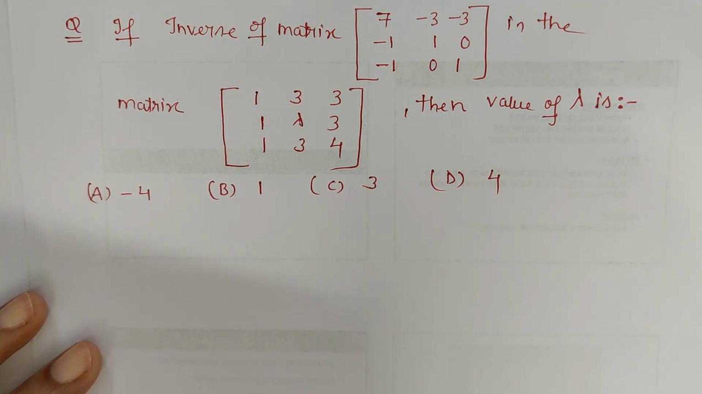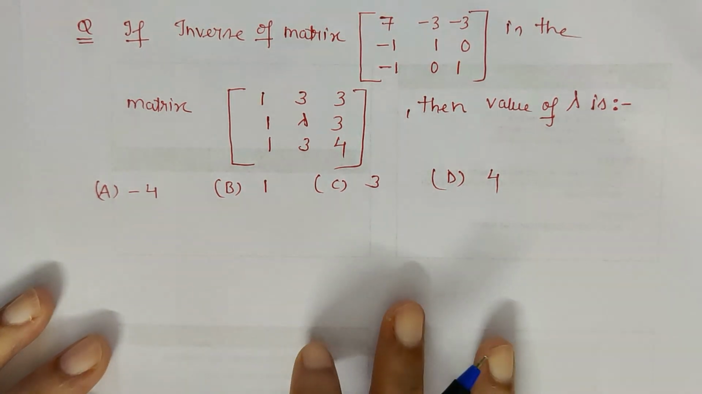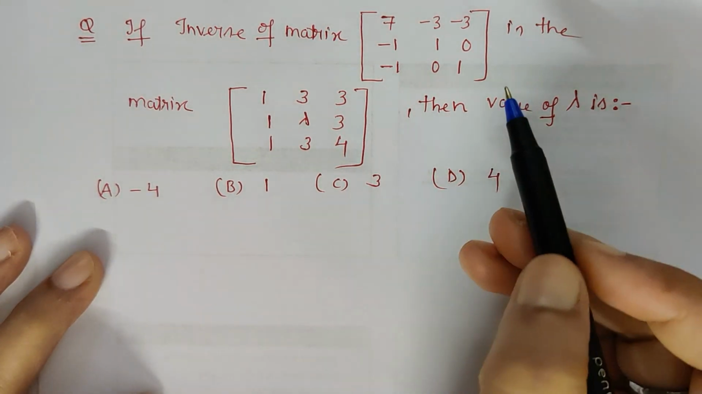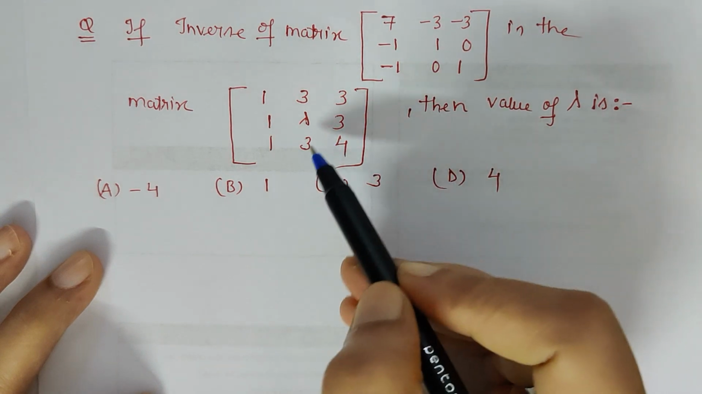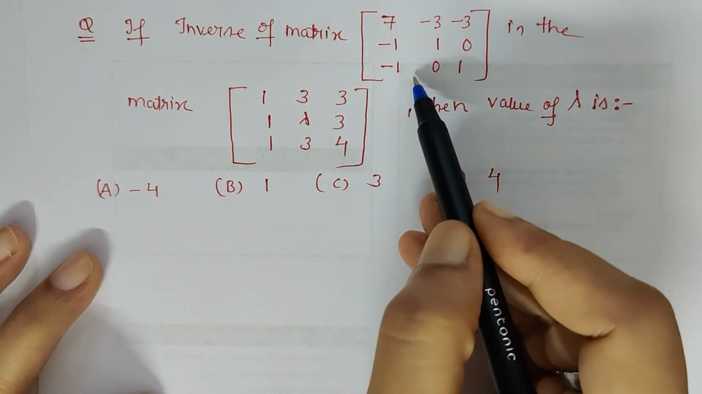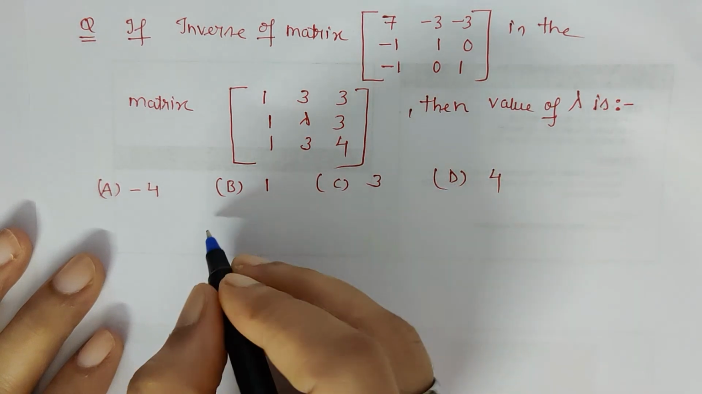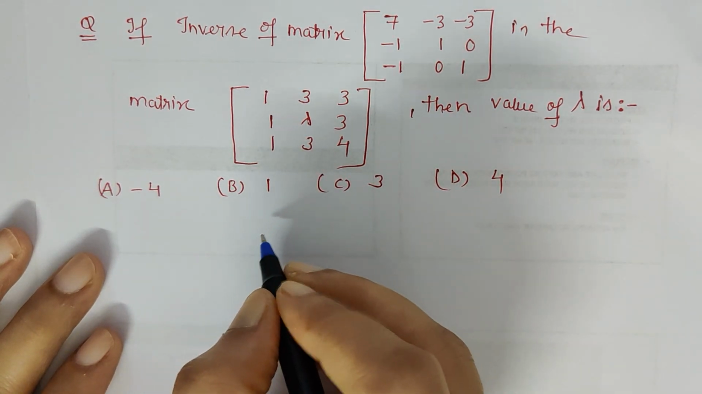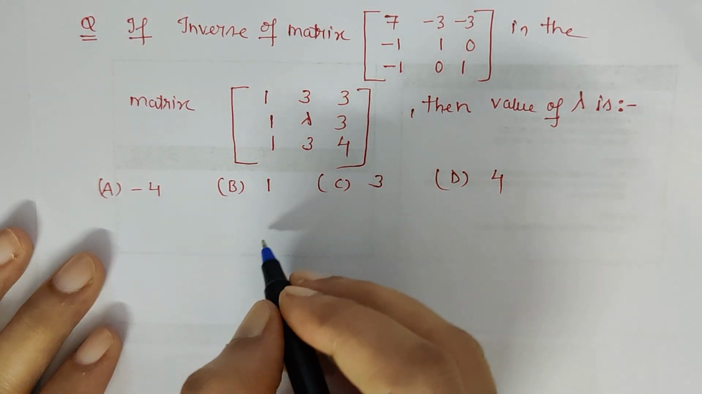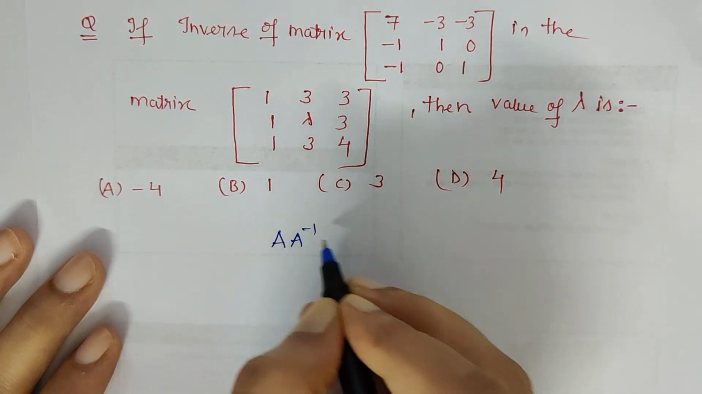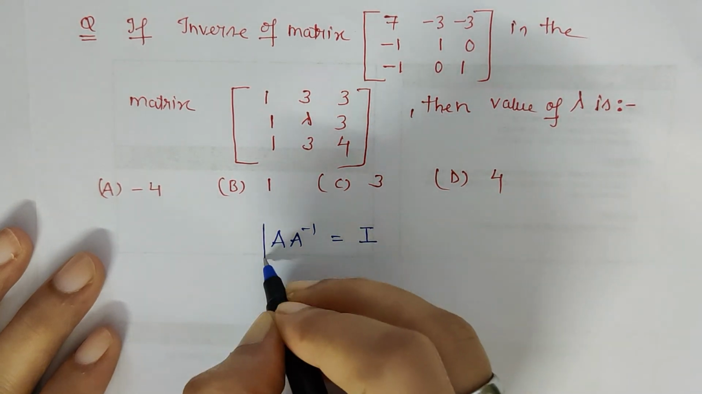Like if I say the multiplicative inverse of 5 is 1 by 5. So when I do so, I get 1, isn't it? Now what is 1? It is the multiplicative identity. So similarly, in matrices also, if it is given inverse of this matrix is this, their multiplication will give us an identity matrix. So we have to use that concept only, like A inverse is identity.